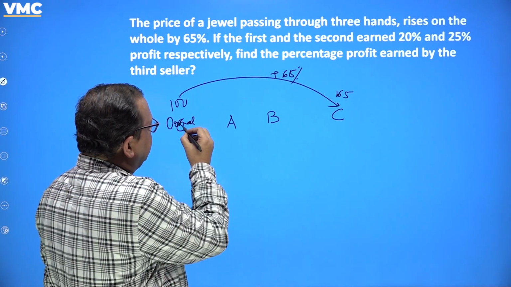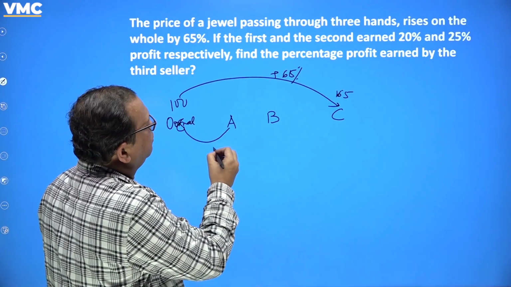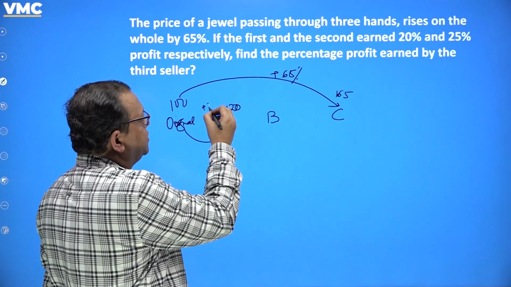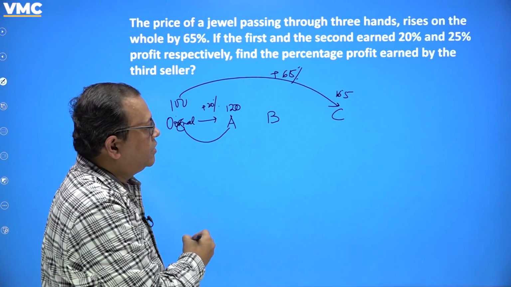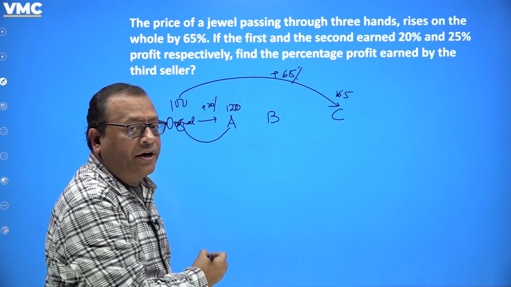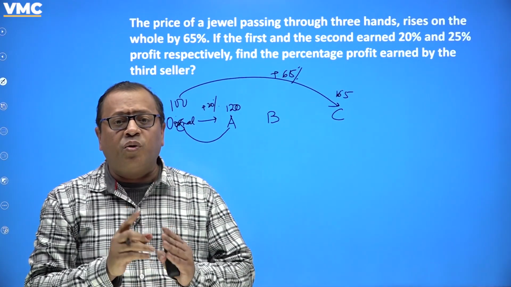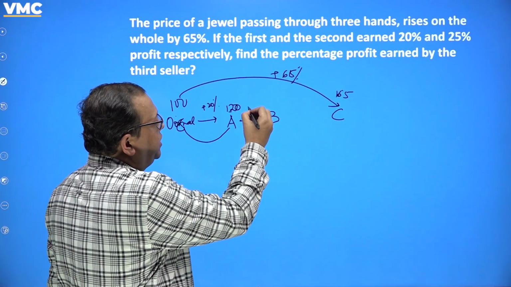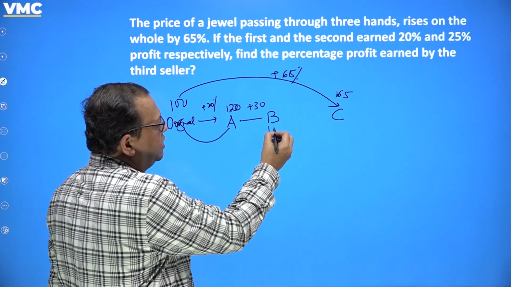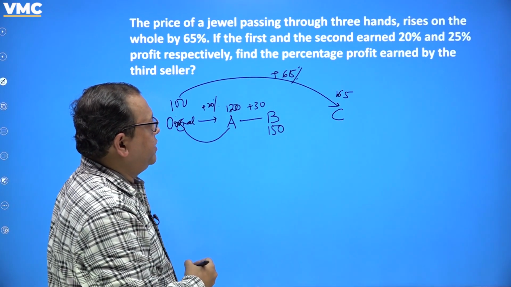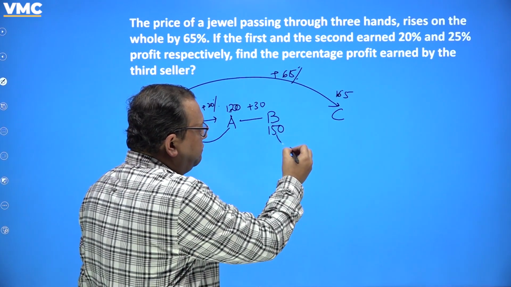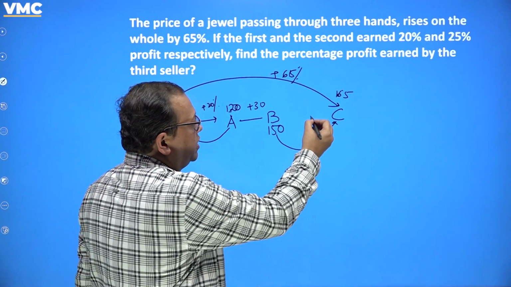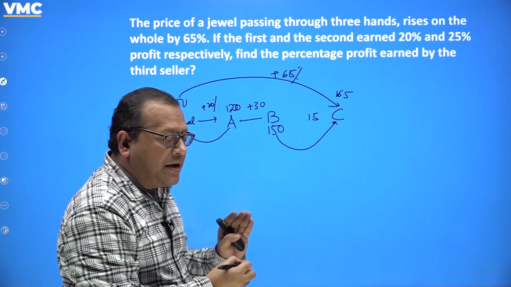So the first guy gets a profit of 20%. What is 20% of 100? It is 120. So plus 20%, it is 120. This guy gets 25% over 120. What is 25%? 25% is 1/4. So what is 1/4 of 120? 1/4 of 120 is 30. So this guy gets 150. Now from 150 we have to reach 165. So how much is the raise? A raise of 15.